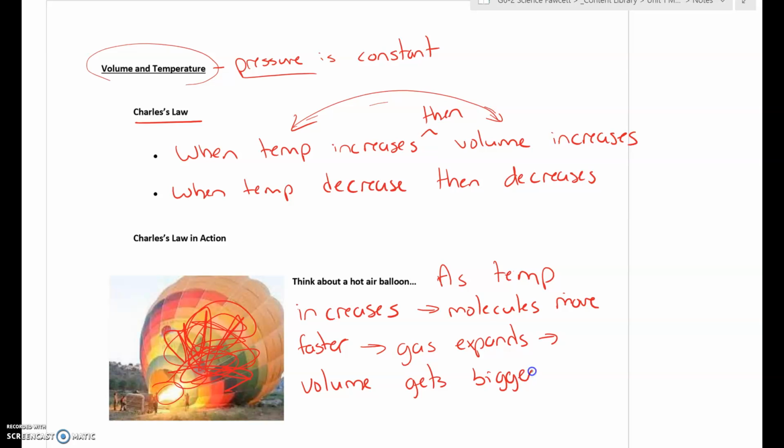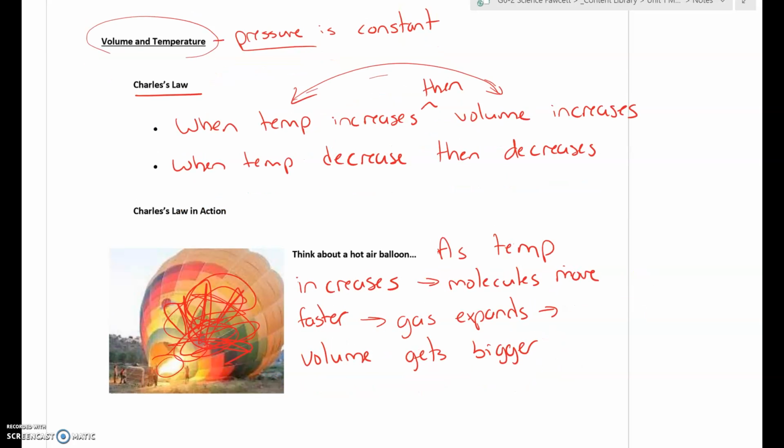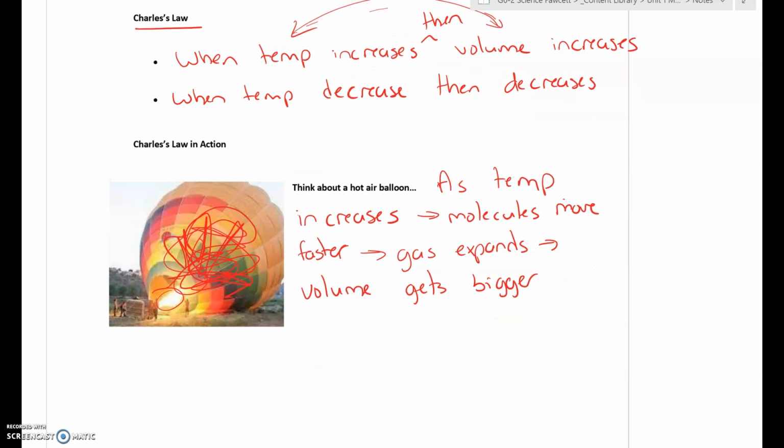Now, the reason why this matters for a hot air balloon, why this allows the hot air balloon to go up, is that here we have a certain amount of gas inside this balloon. We haven't changed how much gas we've had. And when we measure how much of something we have, that's the mass. So the mass of the air inside this balloon is not changing. So the mass of air stays the same, and the volume is getting bigger.